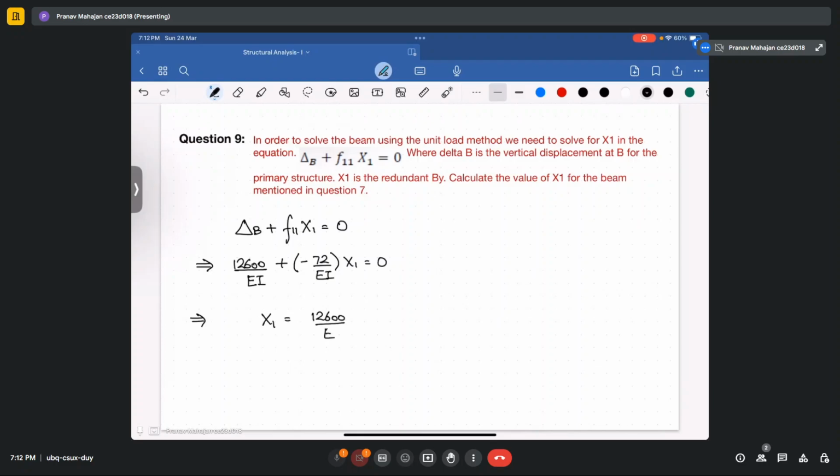So we'll get H1 equal to 12,600 upon EI into EI upon 72. So that will be equal to 175 kilonewton. This is our By. Okay, so this is how we'll solve the problems for the unit load method or method of consistent deformation for beams. Okay, fine.